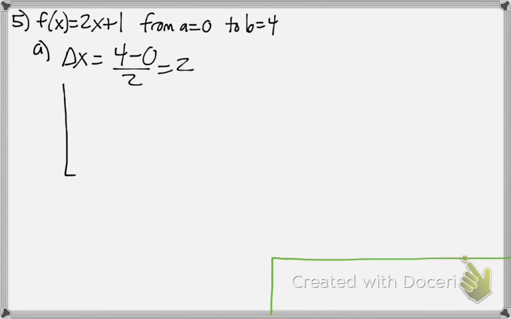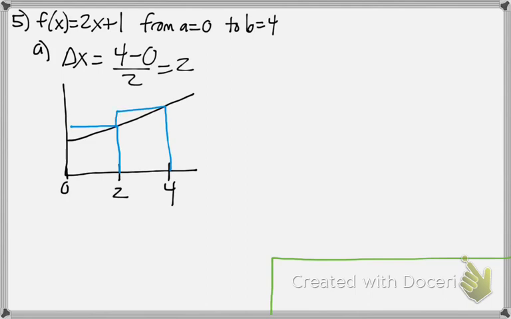So it's going to be 0, 2, and 4, and it's going to look something like that. The right rectangles hit here and here. This would be up at 5, and this would be up at 9. Again, if you plug 2 and 4 into the function, that's how you get those. So my area here would be 2 times 5 plus 2 times 9, and that would be 28 as my approximation.